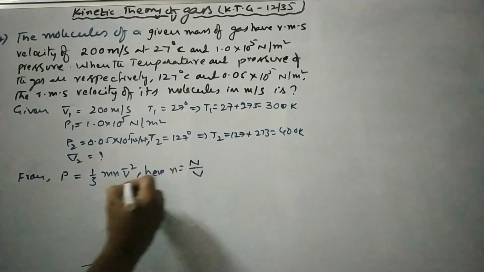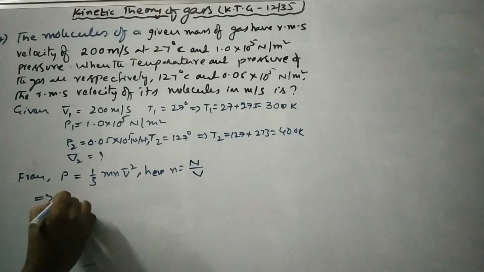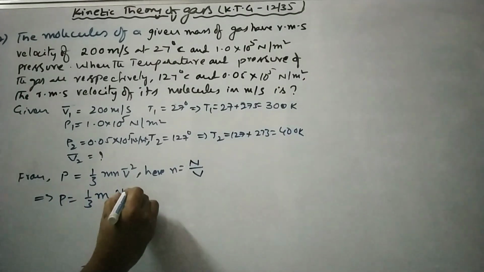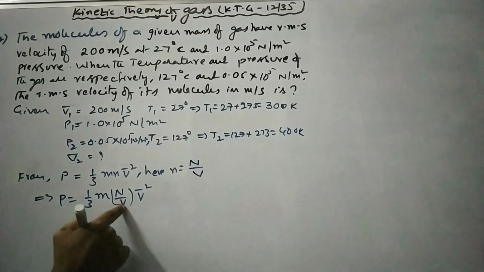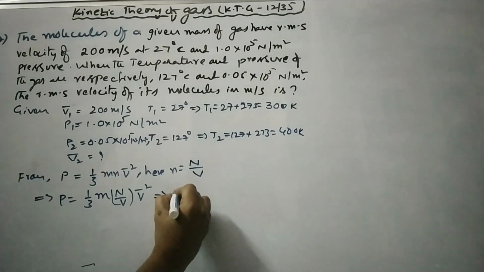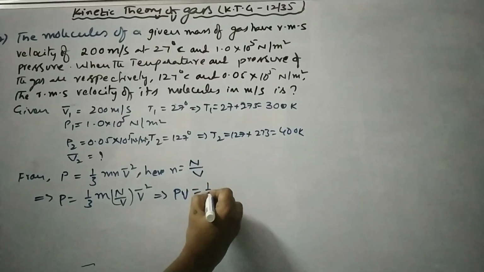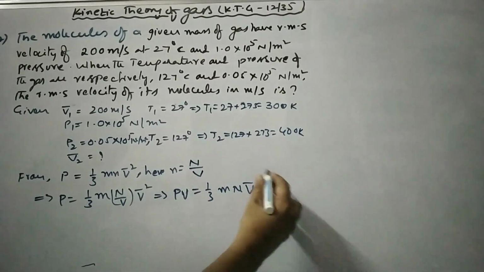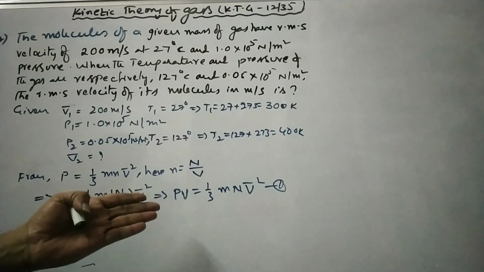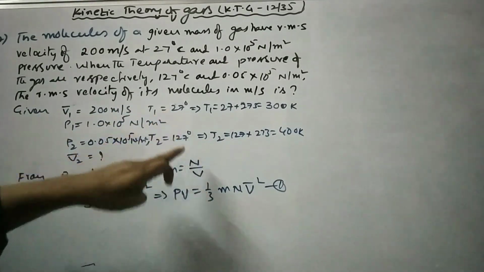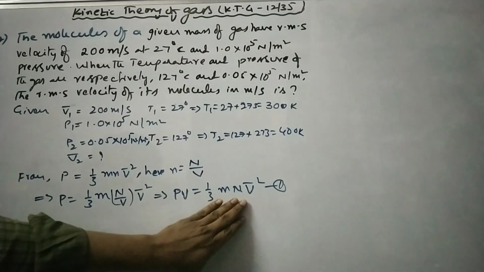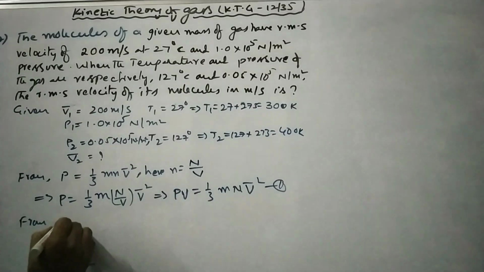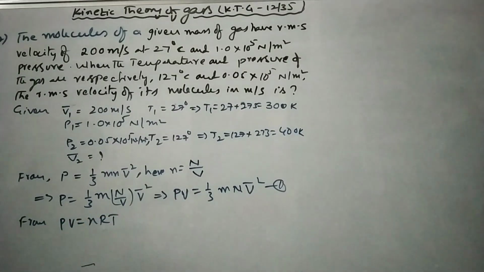Therefore, rearranging this equation, PV is equal to 1/3 m N v bar square, since the V is brought to this side. This is equation 1. From this equation we don't have any relation between pressure, temperature and RMS velocity, because there is no temperature term involved. So we can use the ideal gas equation now. From the ideal gas equation, PV is equal to n R T.